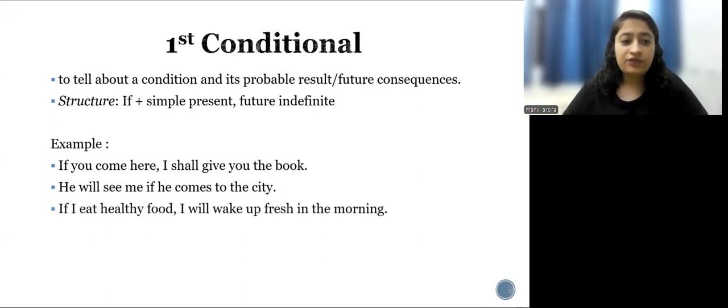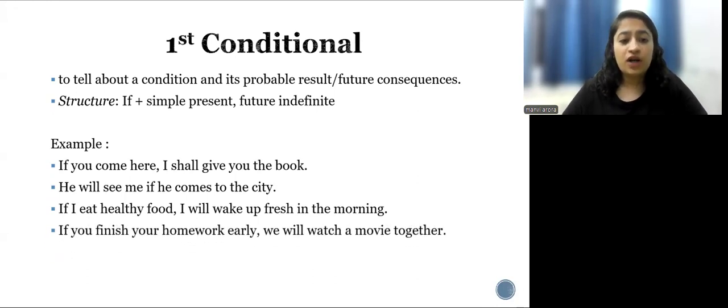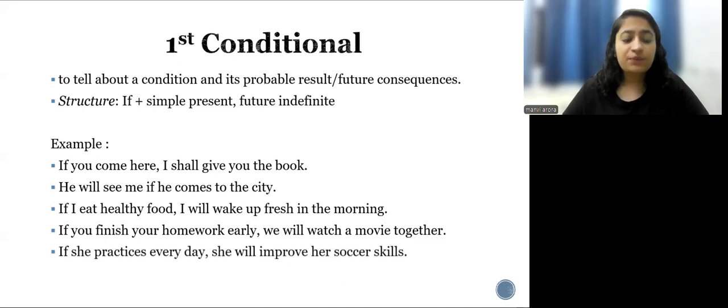If I eat healthy food, I will wake up fresh in the morning. It is a result, the future consequence. If you finish your homework early, we will watch a movie together. अगर तुम ये करोगे, then we will, like in future, we are going to do that. If she practices every day, she will improve her soccer skills. Like in future, the result will be this.